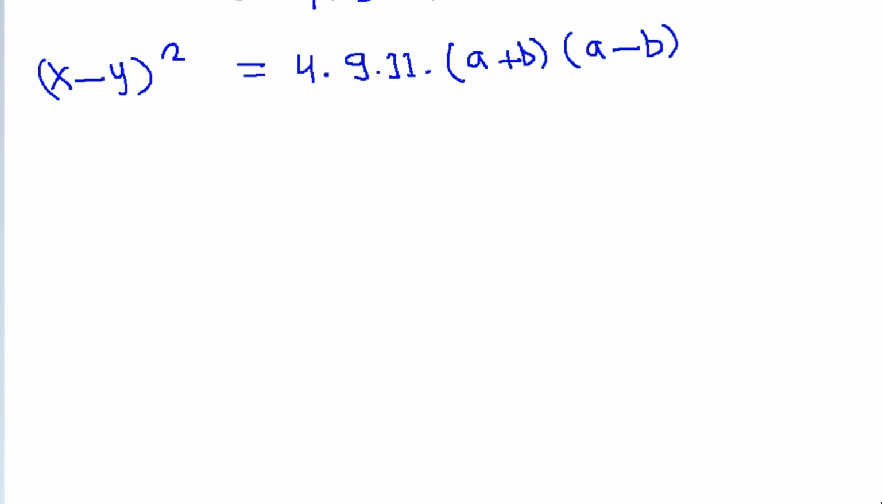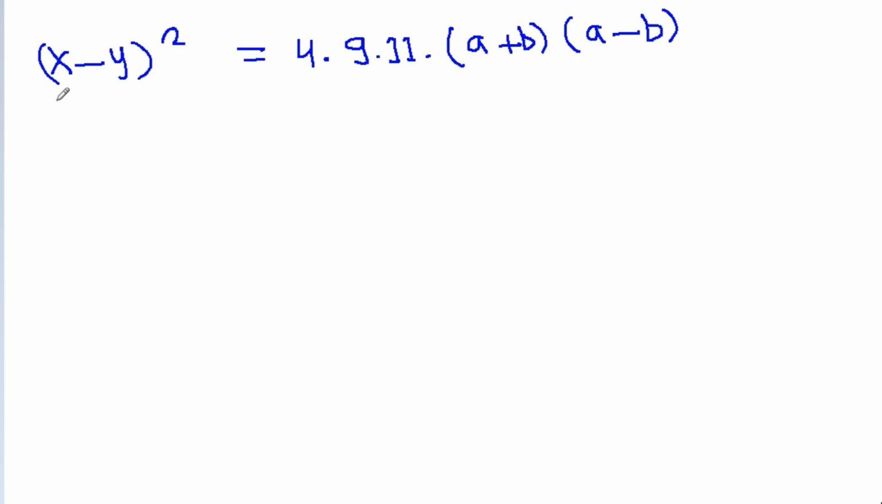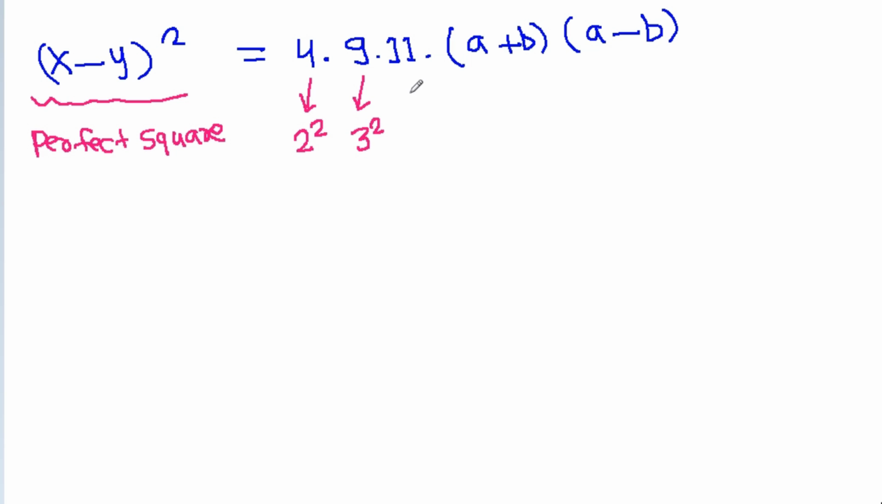And now on the left hand side we have (x minus y) whole square. That is a perfect square. So the right hand side also must be a perfect square. So 4 is 2 square, 9 is 3 square, and we have 11. So for a perfect square, either A plus B or A minus B must be 11 or a multiple of 11.